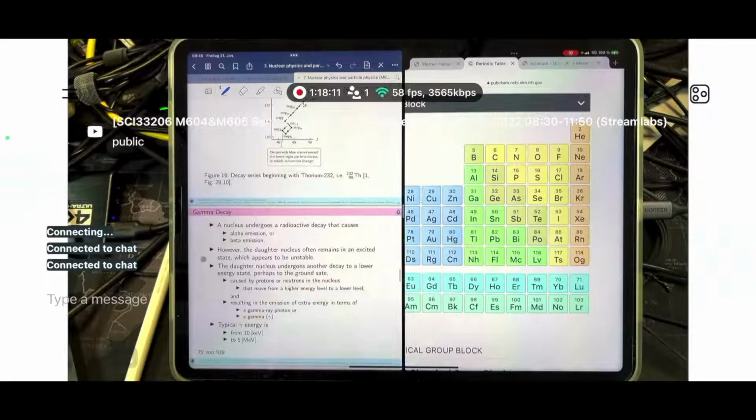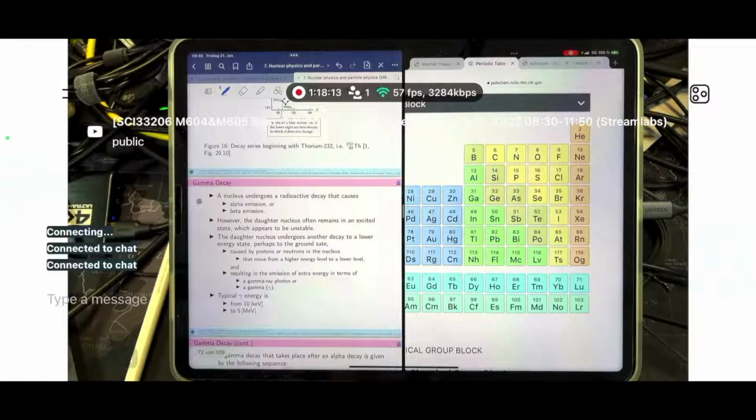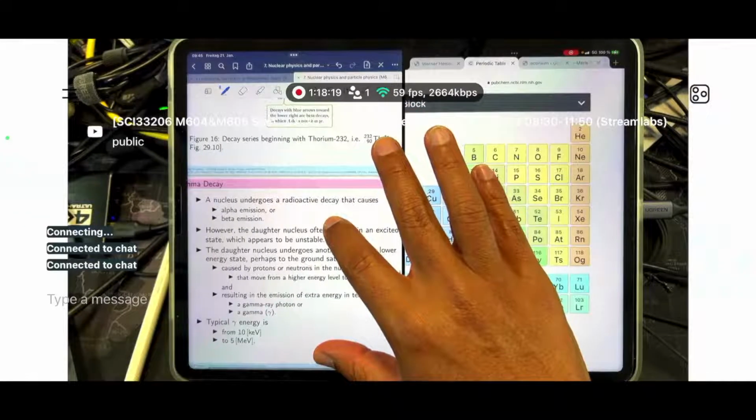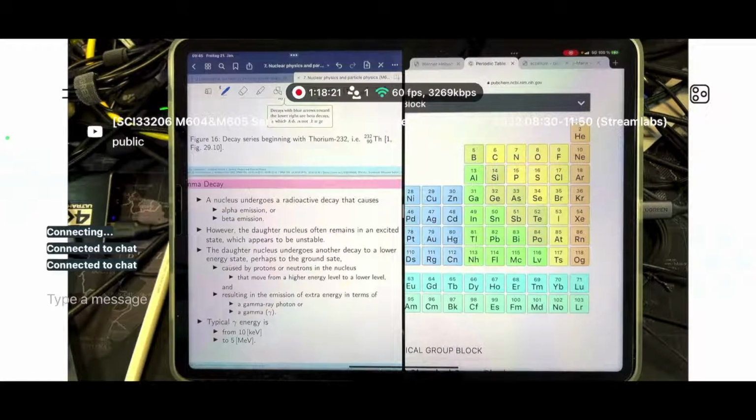It's gamma decay. It's not difficult. We have only 4 minutes left, right? We have only 4 minutes remaining. Anyway, don't worry about it.